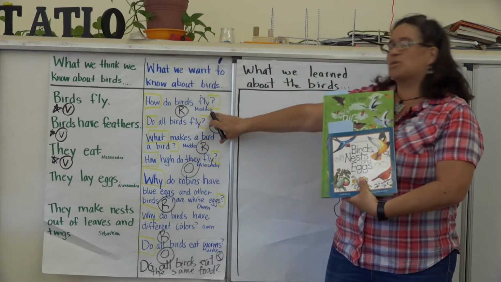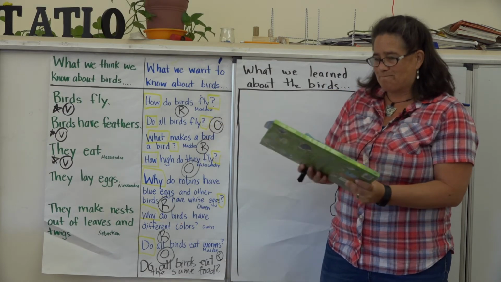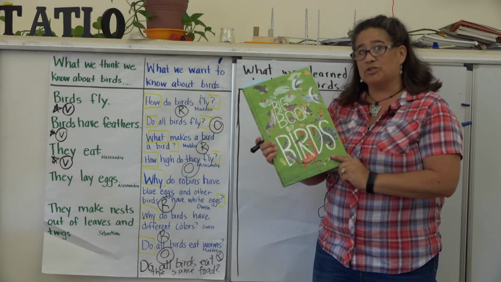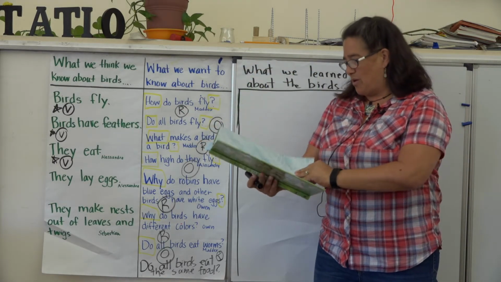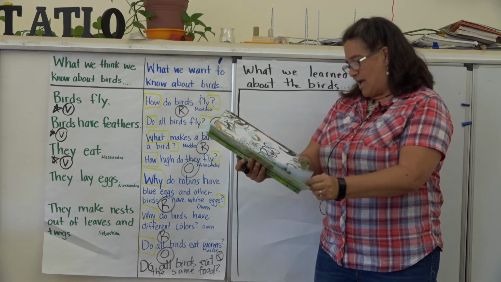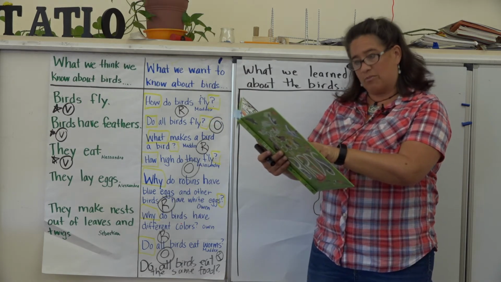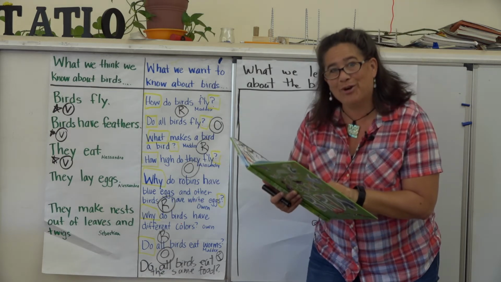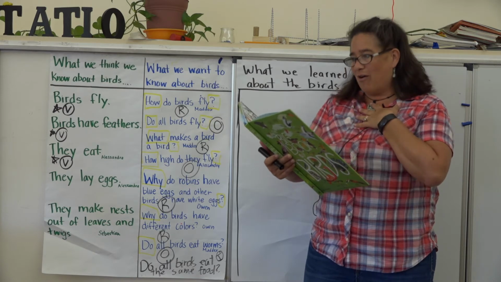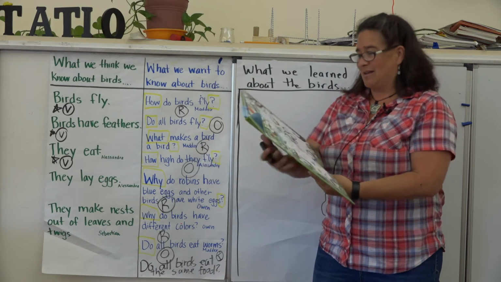So let's begin with this question from Maddox. How do birds fly? I'm going to look at this book called The Big Book of Birds. And when we research, this is the kind of book where I'm going to see that it's a book about birds. And I'm going to see the author and the pictures are by Yuval Zomer. And there was a bird expert that helped with this book called Barbara Taylor.